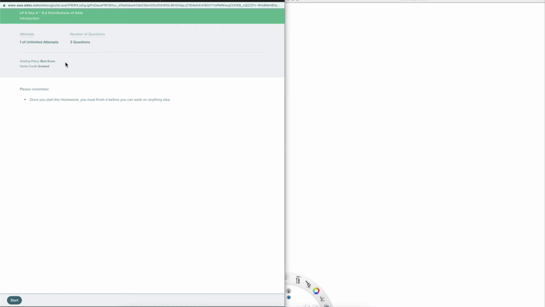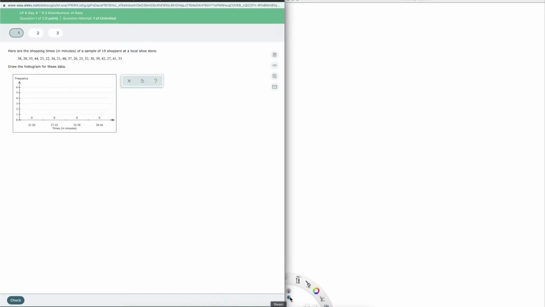Down here it says, please remember once you start your homework, you must finish it before you can work on anything else. What that means is once I click start, down in the bottom right corner there's going to be a submit assignment button on your student screen. I know it's not right here on my teacher screen, but it will be on your student screen. This is how you finish an assignment, by clicking this button. And just like that first screen said, you have to finish this or click that button before you can work on anything else.